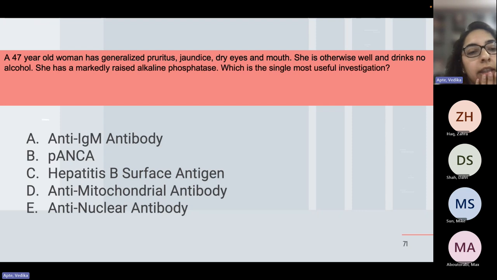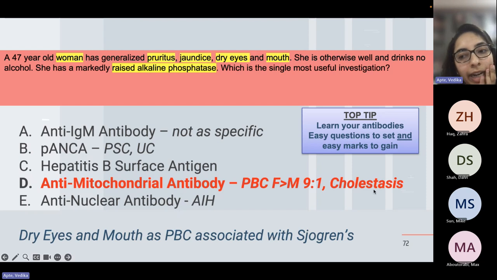Okay, so the answer for this is D. If a woman presents with jaundice, itchy skin, dry eyes and mouth, dry eyes and mouth is indicative of Sjogren's, which I mentioned earlier. And you'd want to suspect PBC as well with a raised alkaline phosphatase. So you'd want to do the anti-mitochondrial antibody. Again, it's just easy to learn the antibodies because they're quite easy marks to get. So yeah, that's PBC.